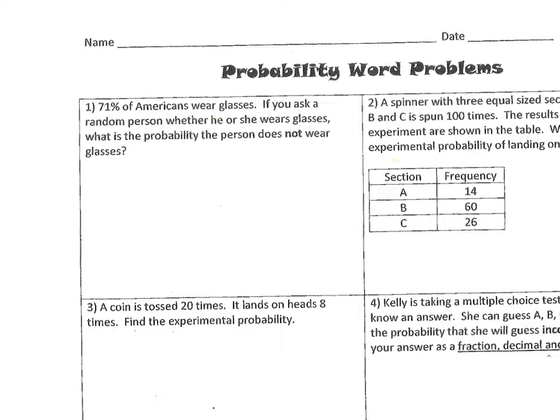So number one, 71% of Americans wear glasses. If you ask a random person whether he or she wears glasses, what is the probability the person does not wear glasses? Miles, what do you think we're going to do? 30. Oh, okay. What are you going to do to get the answer, though?